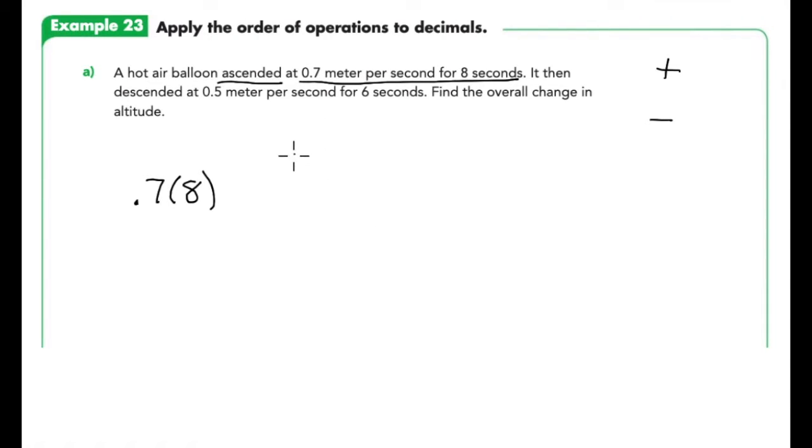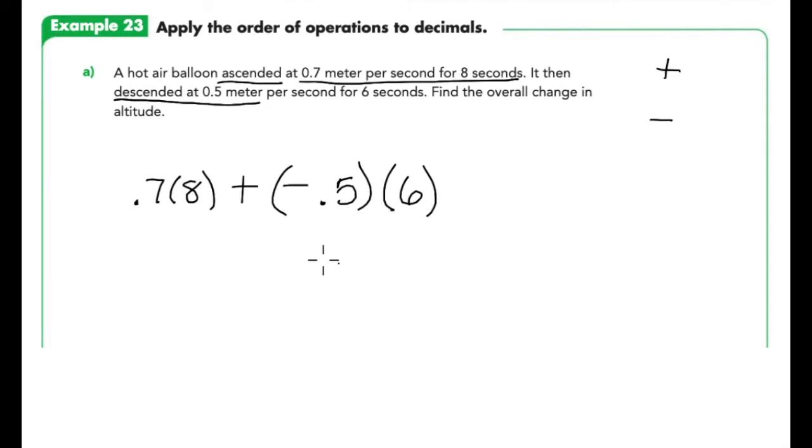It says it then descended 5/10 meters per second for 6 seconds. So to show descending, we're going to add a negative 5/10 times 6 seconds. So for every second, it drops down or it descends 5/10. That is why we have this negative here. And now we would just follow our operation rules. We're going to do the multiplication steps first, and then we will combine our answers together.